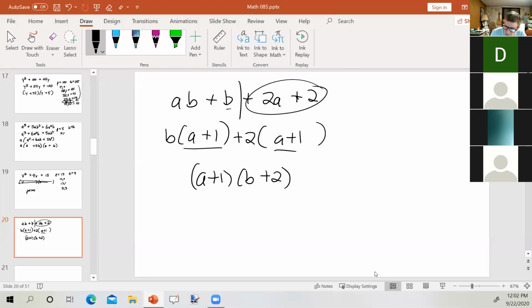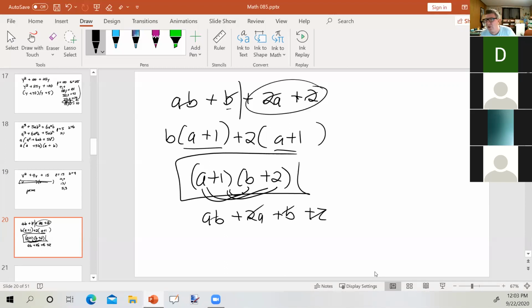To check my work, A times B is AB, A times 2 is 2A, 1 times B is B, 1 times 2 is 2. Let's see, I've got AB, B, 2A, and 2. The order's changed, but that doesn't matter because addition is commutative, just like multiplication is commutative. So A plus 1 times B plus 2. All right with that? Okay.